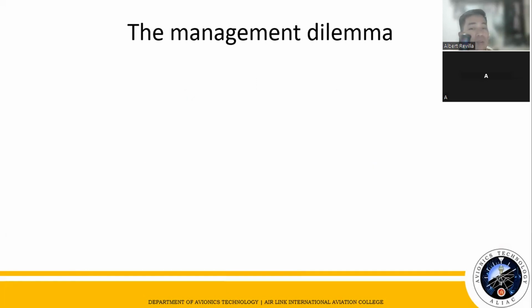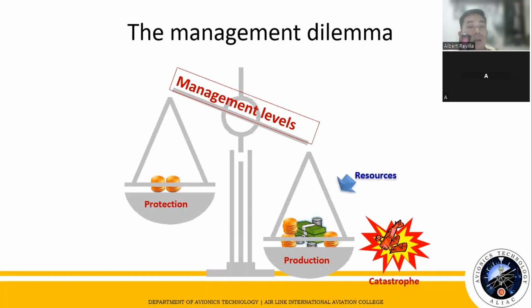So, kung makikita nyo dito, okay, if puro ka produce ng product mo, so your production is too much. Well, sabihin natin, oo nga, maganda, yes, yung revenue or yung kita ng company mo is good, maganda, malaki. But at some point, it may cause catastrophe. Why? Because the resources come from the production, not the protection.